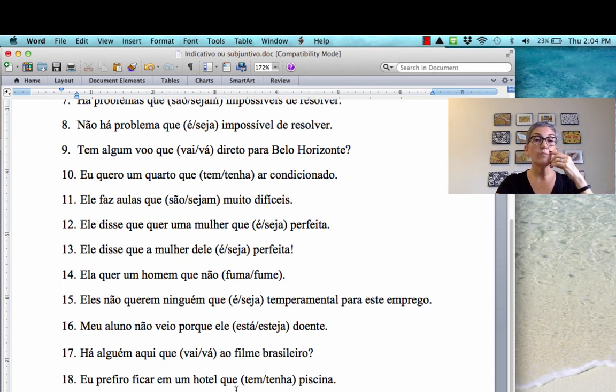Eu prefiro ficar em um hotel que, blá, blá, blá, piscina. So I prefer to stay in a hotel that has a swimming pool. So the verb preferir is one of those verbs that indicate doubt. You don't know if this hotel is available or not. Então, eu prefiro ficar em um hotel que tenha piscina.